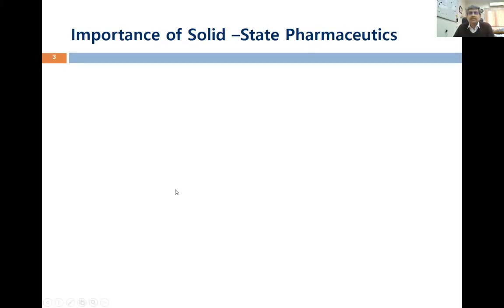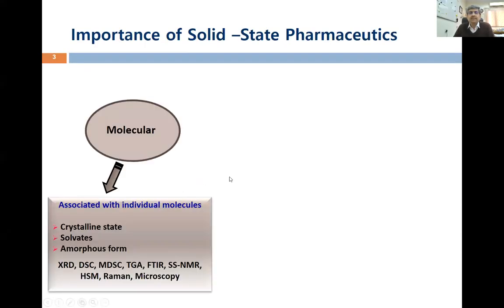Starting with the importance of solid state pharmaceutics, as the name indicates, the impact of solid state on the field of pharmaceutics is covered by the term solid state pharmaceutics. As we all know, most of the active pharmaceutical ingredients are marketed as solid powders, which means they are in the solid state, and their solid state properties hence are going to be very important for their performance.